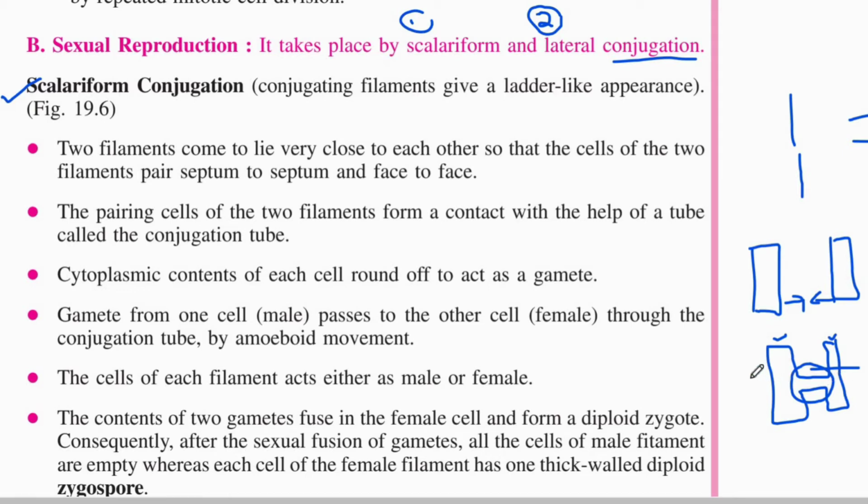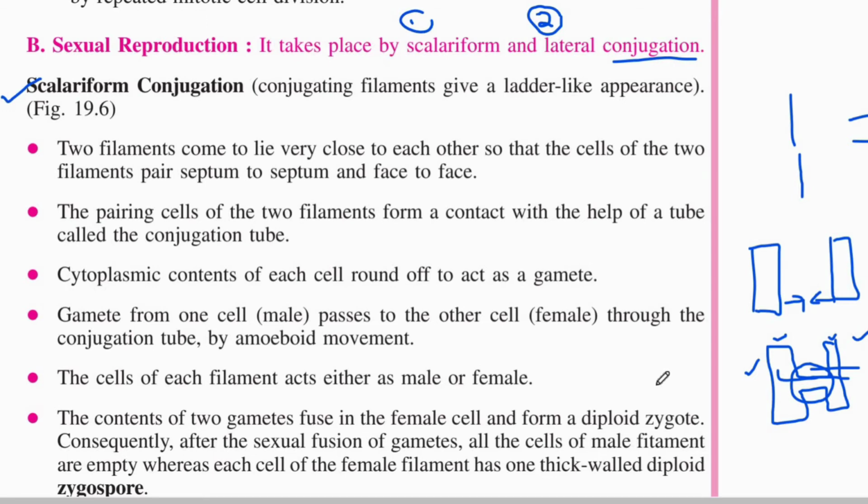And the gamete from the male cell, suppose this is the male cell and this is the female cell, will pass to the female cell through the conjugation tube by amoeboid movement. Just like a random irregular movement, the whole content, that means the rounded off cytoplasmic contents that form a gamete, will move to the female cell through the conjugation tube by amoeboid movement. And the cells of each filament act either as male or female; that can change. This can act as a male, this can act as a female, or in any way.